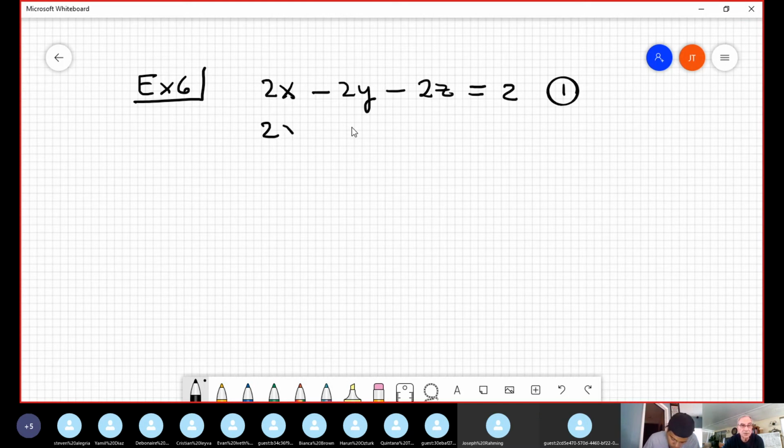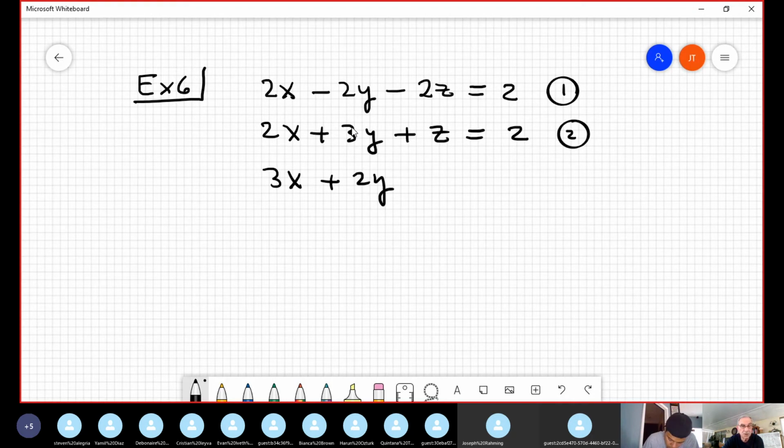2x plus 3y plus C equal to equation 2. And 3x plus 2y equals 0. It's weird, this example. This example is classification. Determining, under determining, or over determined. Over, under, or determined.